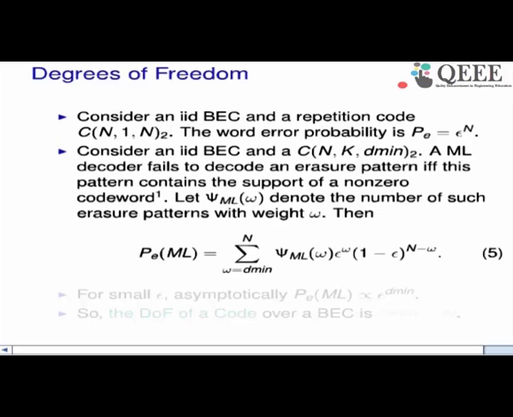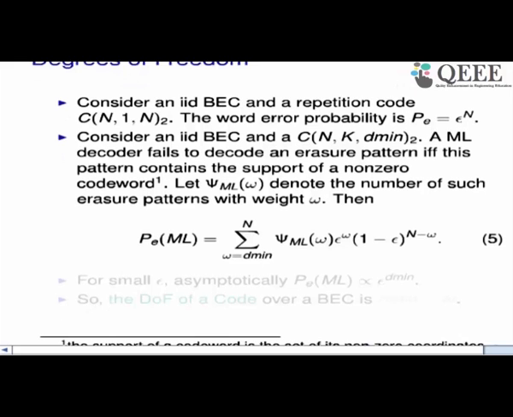Suppose I take a code word, it is not a repetition code, it takes k information bits and codes it to an n-length code, and the distance between any two code words is at least d min. Now such a code will fail to decode an erasure pattern if and only if the pattern contains the support of a non-zero code word. Now what is the support of a non-zero code word? It is basically the set of non-zero values of the code word.